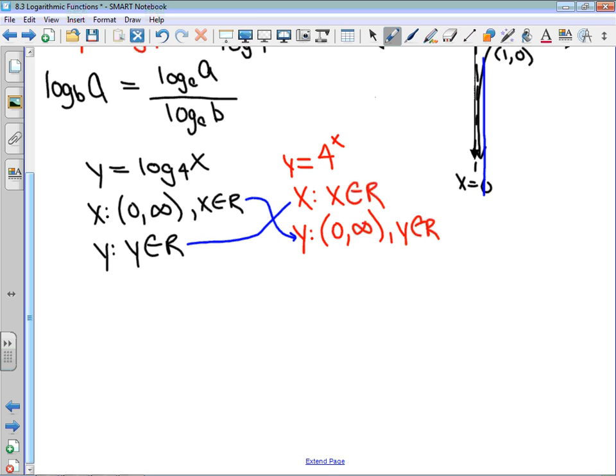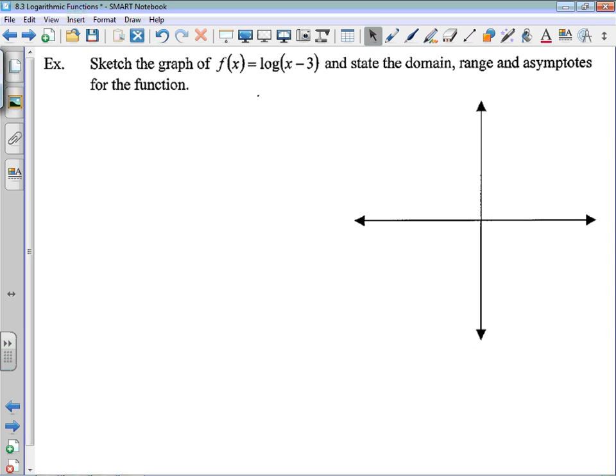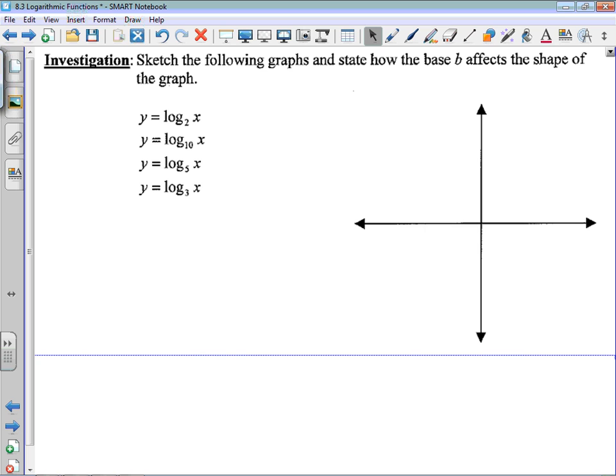And we talk about that a lot in 30-1, but I think it does bear repeating just because of how important it is. All right, the next part of these notes wants us to examine how the base affects the shape of the graph. Now, I did mention that it's really important that anything to the power of 0 is 1. And what that means is that all 4 of these graphs will have the same x-intercept, which is (1, 0).